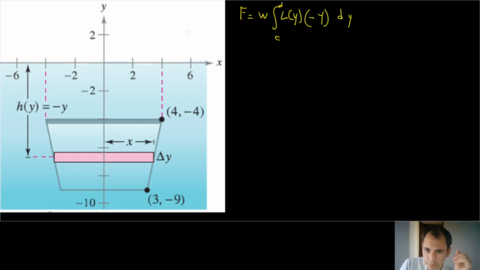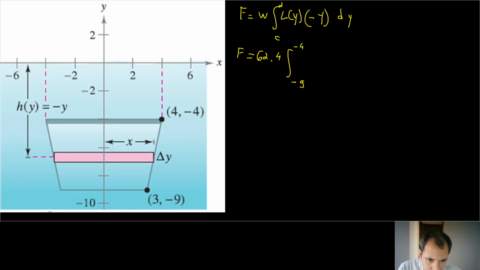The force is going to be equal to the weight density. Now the weight density, let me see here, because it depends on the unit, guys. It's still 62.4, probably pounds per cubic foot. Okay, so it's going to be 62.4, and then you do the integral, right? Since it's going to be from c to d, which is from bottom to top, then it'll be from minus 9 to minus 4, and then you go L of y.